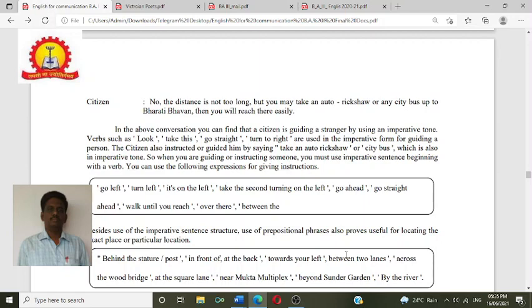You can use the following expressions for giving instructions. We have already learned these expressions. Let us repeat this. Go left, turn left, it's on the left, take the second turn on the left, go ahead, go straight ahead, walk until you reach, over there, between the. You can see in all these expressions there is no rocket science. It is a very simple one, it is a very easy one.